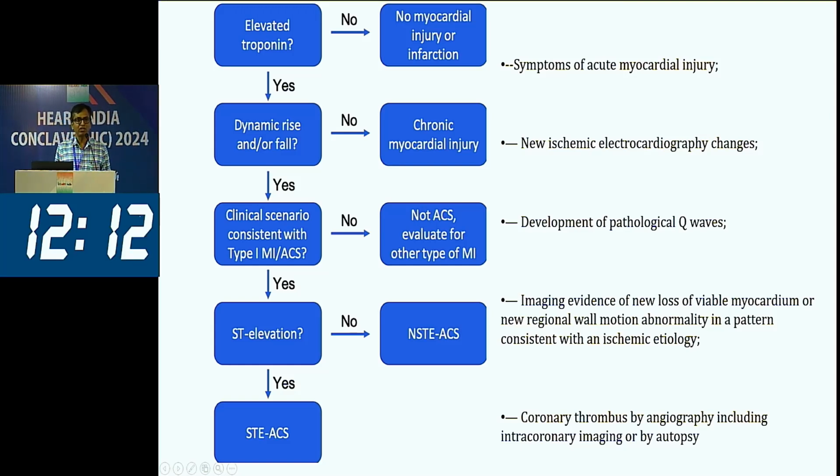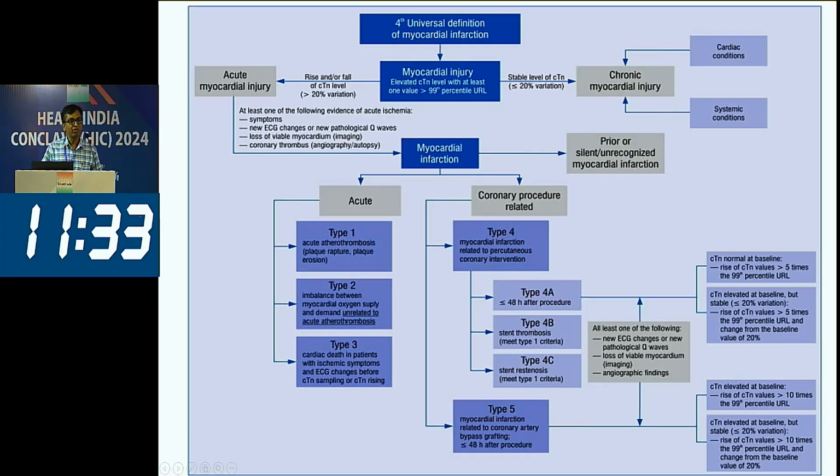So in 2018 there was the revised universal classification of acute MI, where they have given a definition: there should be a dynamic rise and or fall of cardiac troponin, and a clinical scenario consistent with MI. Along with the rise and fall of troponin, there should be symptoms of myocardial injury, new ischemic ECG changes, development of Q wave, or imaging evidence on echo, MRI, or thrombus on angiography. So these are the patients who are actually cases of acute MI.